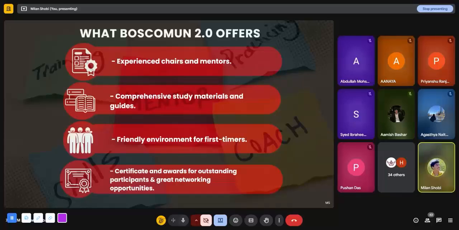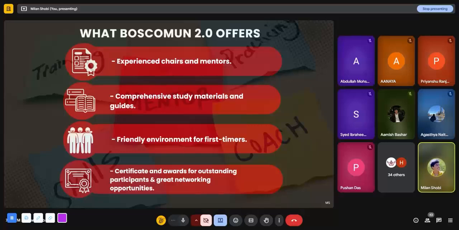We offer comprehensive study materials and guides. Often, I have seen in a lot of MUNs, even in the ones that I have been participating in, they don't offer what we call study materials or guides, or what we often call the background guides. A lot of EBs will try to just push off the fact that they have to submit a background guide.